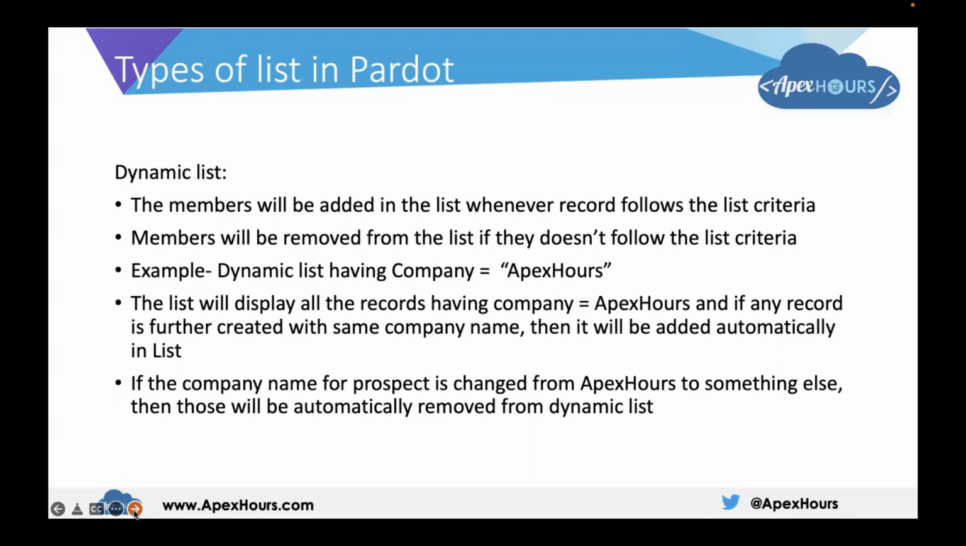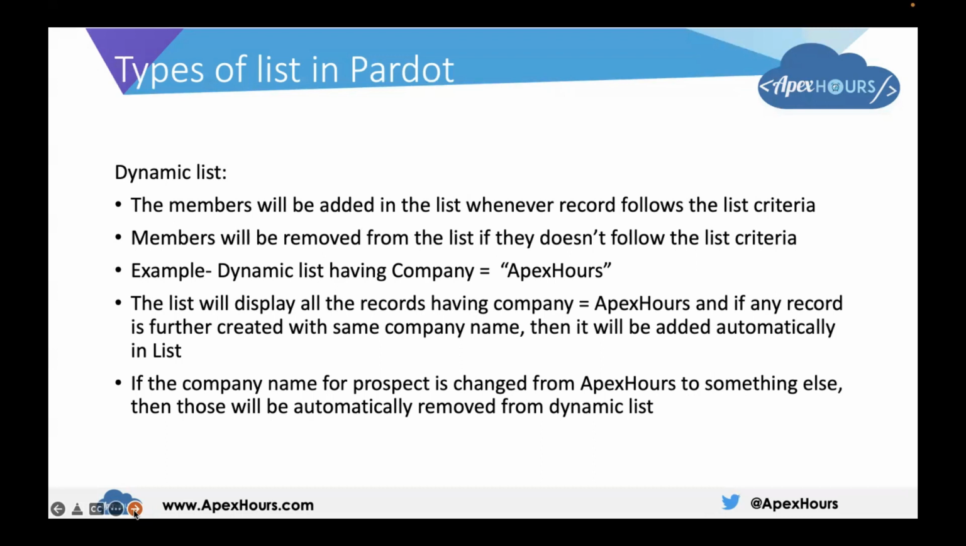Now, let's consider an example dynamic list having company name equal to Apex Hours. Now consider in a database you have 10 records having company equal to Apex Hours and you are creating a dynamic list. So all those 10 records will be added automatically into the dynamic list.